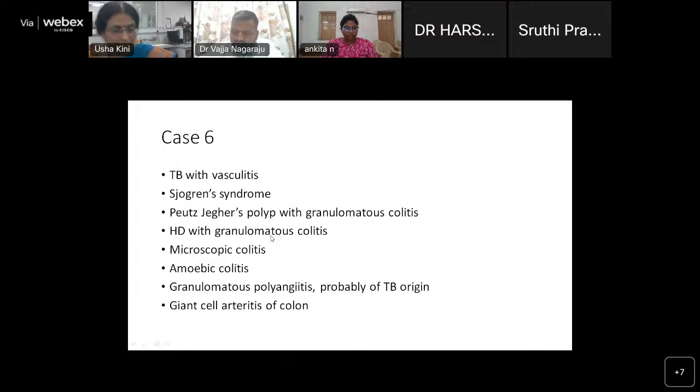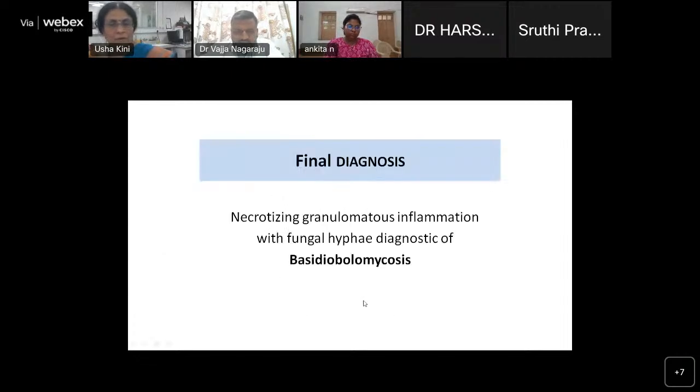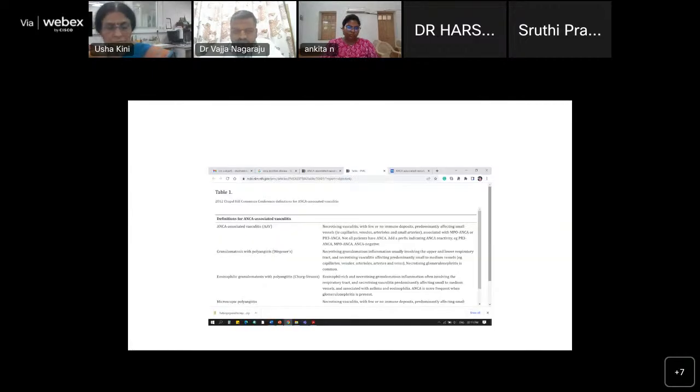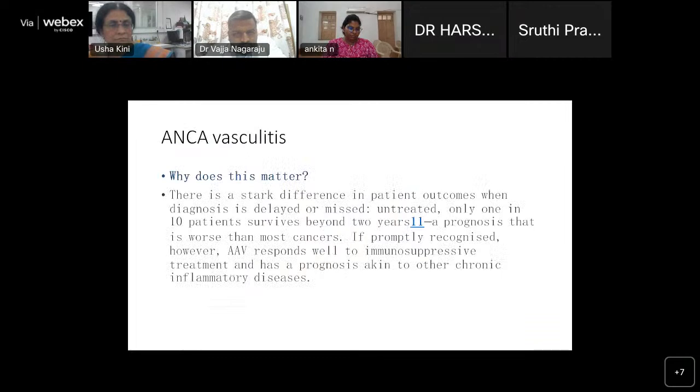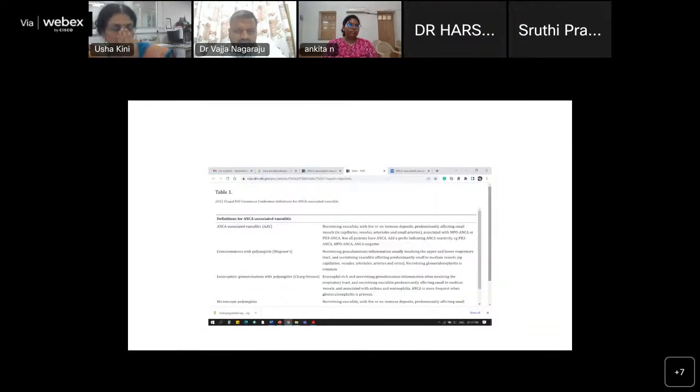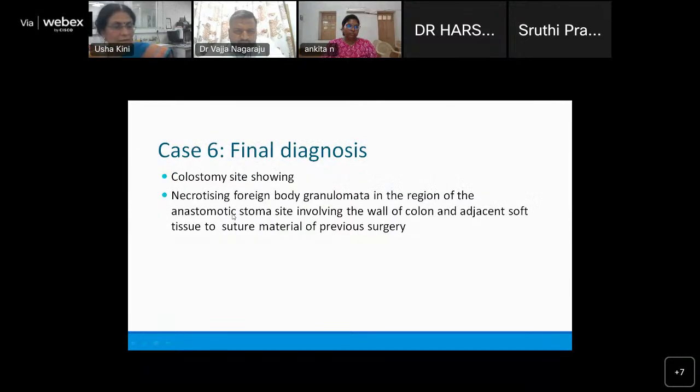Is it not moving? Yeah. So it was a colostomy site showing necrotizing foreign body granulomata in the region of the anastomotic stoma involving the wall of the colon.